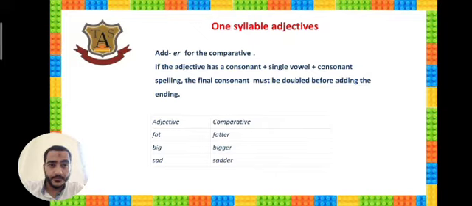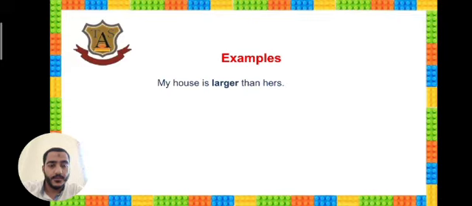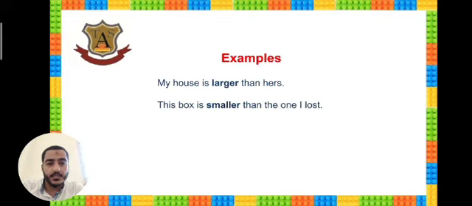Let's see the next. We have some examples. My house is larger than hers. This is a one syllable adjective, so simply we add er at the end. Next one. This box is smaller than the one I lost.